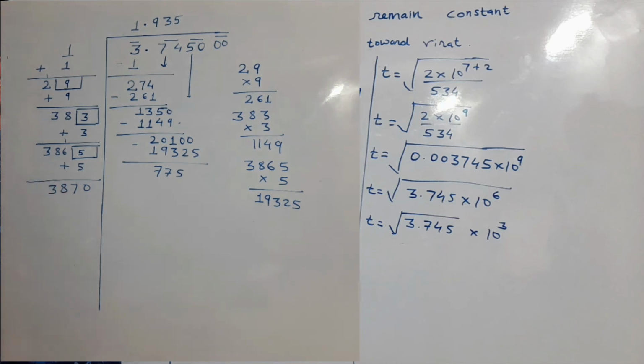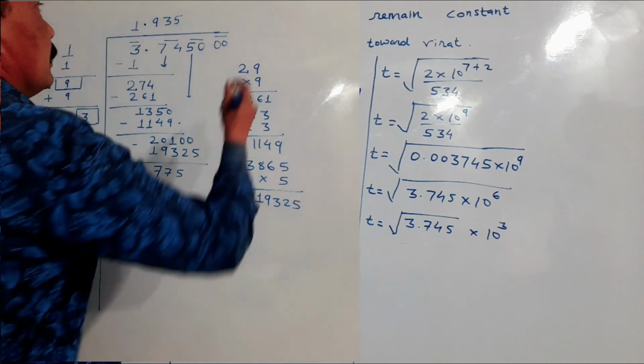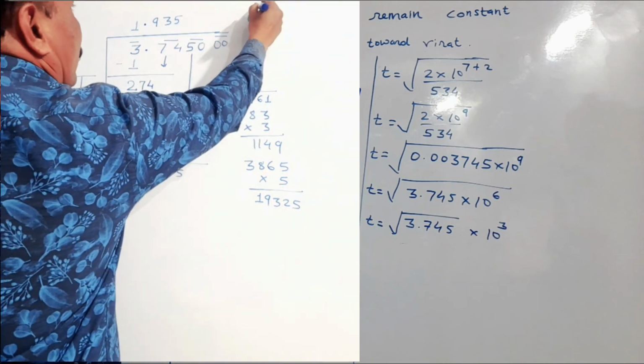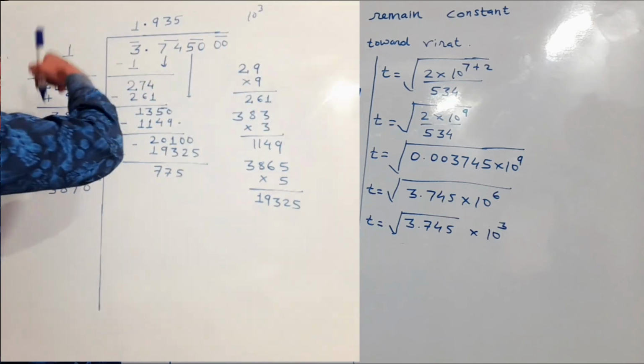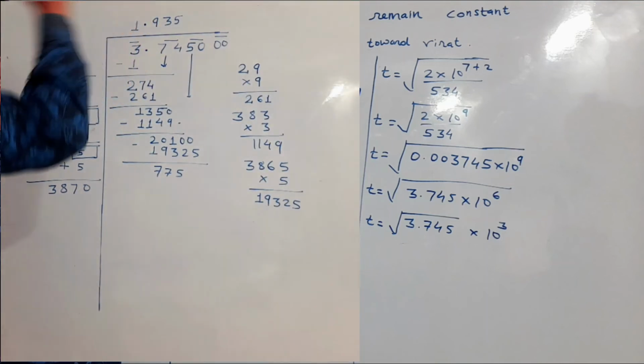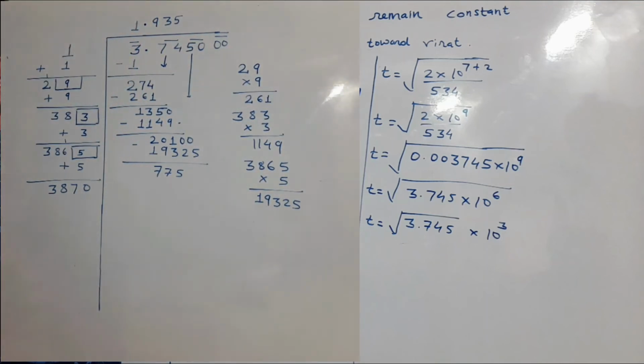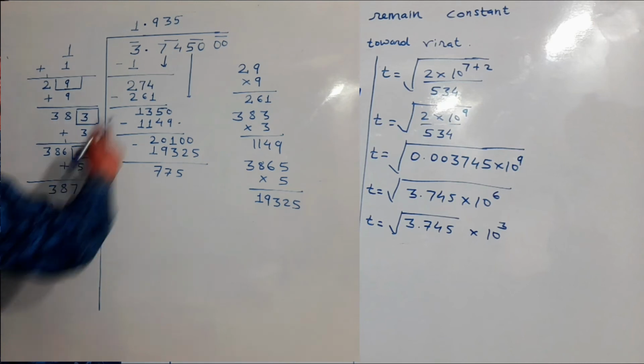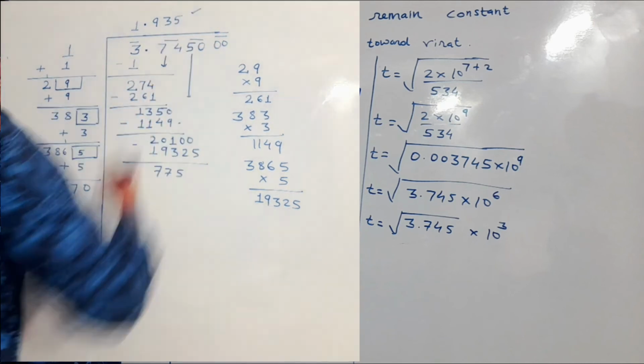My dear student, if you remember, we had a value 10 to the power 3. So we will take the decimal point, and after the decimal point we will take only 3 digits. Okay. Now my dear student, if you want to check whether our answer is correct, then you can check in this way. This value is double this value.